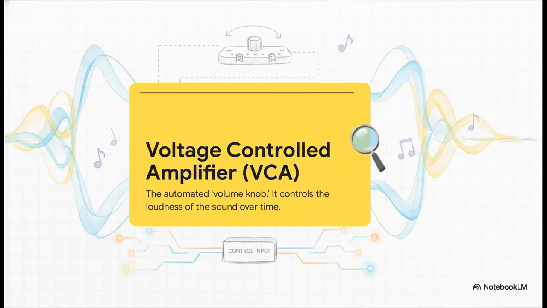After our sound gets its character in the filter, it heads over to the Voltage Controlled Amplifier, the VCA. Now, its job seems simple enough. It's the volume knob. It controls how loud the sound is. But here's the catch. It's automated. It can't do anything on its own. It has to be told how to change the volume.